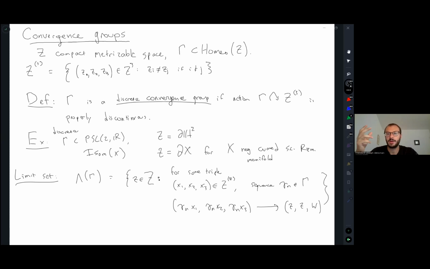So if you think about it, the limit set of a discrete group acting on some simply connected negatively curved Riemannian manifold looks like places where points in the interior accumulate on the boundary, but it actually turns out to be completely equivalent to asking for places where at least 2 out of the 3 points in some triangle, the orbit of some triangle, accumulate to some point on the boundary. So you don't need to know what's going on in the interior at all to define the limit set.